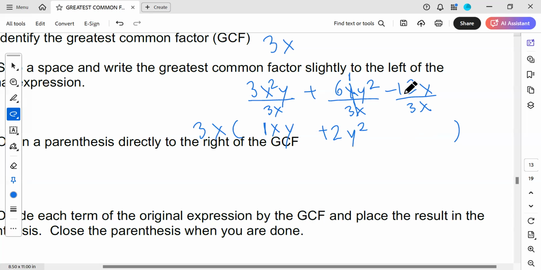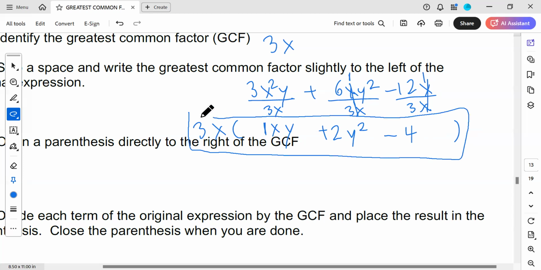Then last but not least, negative 12 divided by 3 is going to give me minus 4. And again, x over x is going to cancel to become a 1. We're finished. That is it. Once you know how to find a GCF, factoring it out is very straightforward. You put it to the side of parentheses, you divide by it. That's it.